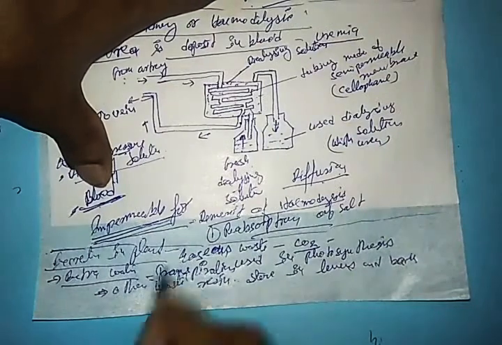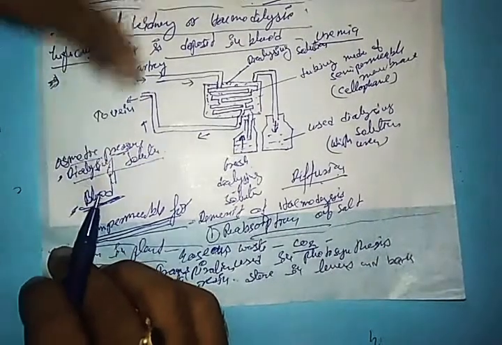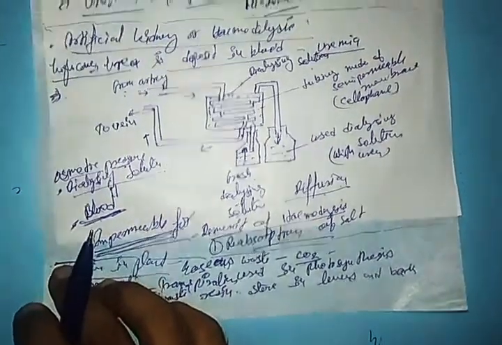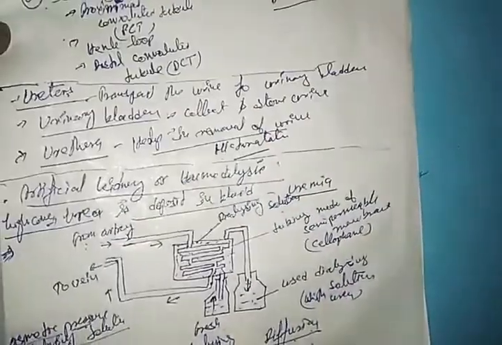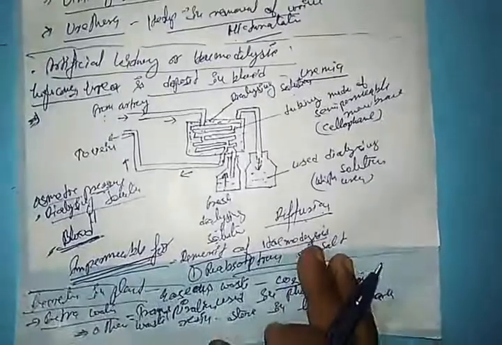So through these three processes, the plant removes the excretory substance from their body, and no other harmful product is produced in the plants. Okay, after this topic, we have completed this chapter.